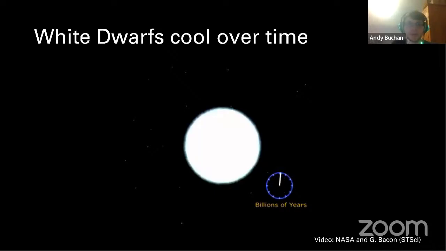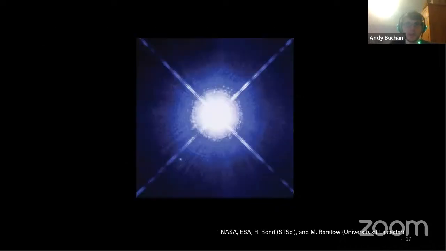So I want to show you a picture of a white dwarf. This is Sirius, also known as the Dog Star. It's one of the closest stars to us. It's 8.6 light years away. But there's a catch, because it's actually two stars orbiting each other. There's Sirius A, which is a normal or main sequence star, to use the terminology, like our sun, but a little bit bigger. And then there's Sirius B, which is a white dwarf.